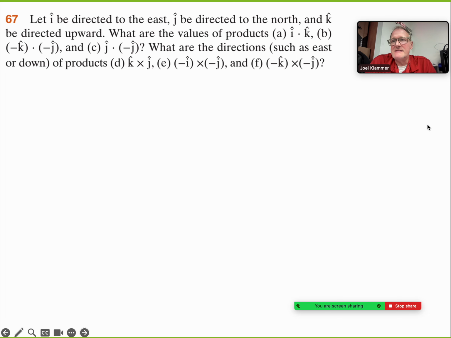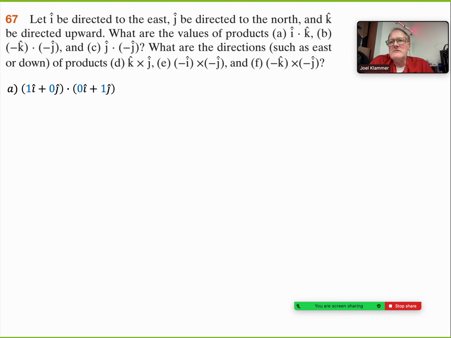So in number 67, we've got a bunch of interesting unit vectors. I is directed to the east, j is directed to the north, and k is directed directly out of the page at you. And then what are the products of a, i dot k, b, negative k dot negative j, and c, j dot negative j? Let's do that part first.